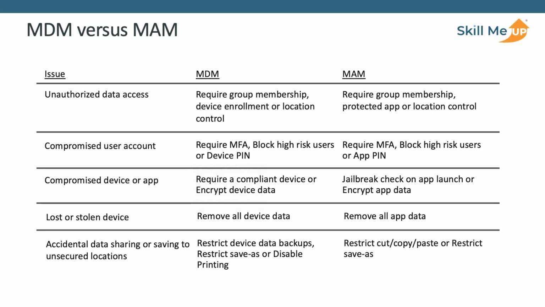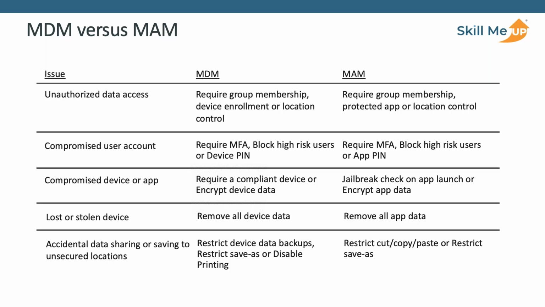Now, what about if there's accidental data sharing or saving to unsecured locations? How do we fix that issue? Well, in an MDM scenario, we can restrict the device data backups. Now, that might seem like a bit of a strange one, but what that means is we can actually stop the corporate data from being dropped into, for example, an iOS device backup, because there's no need to put the data in an iOS backup that goes into iCloud, for example. We can restrict the save as, or you could disable printing, for example. So we have capabilities to say you can't save it to here.